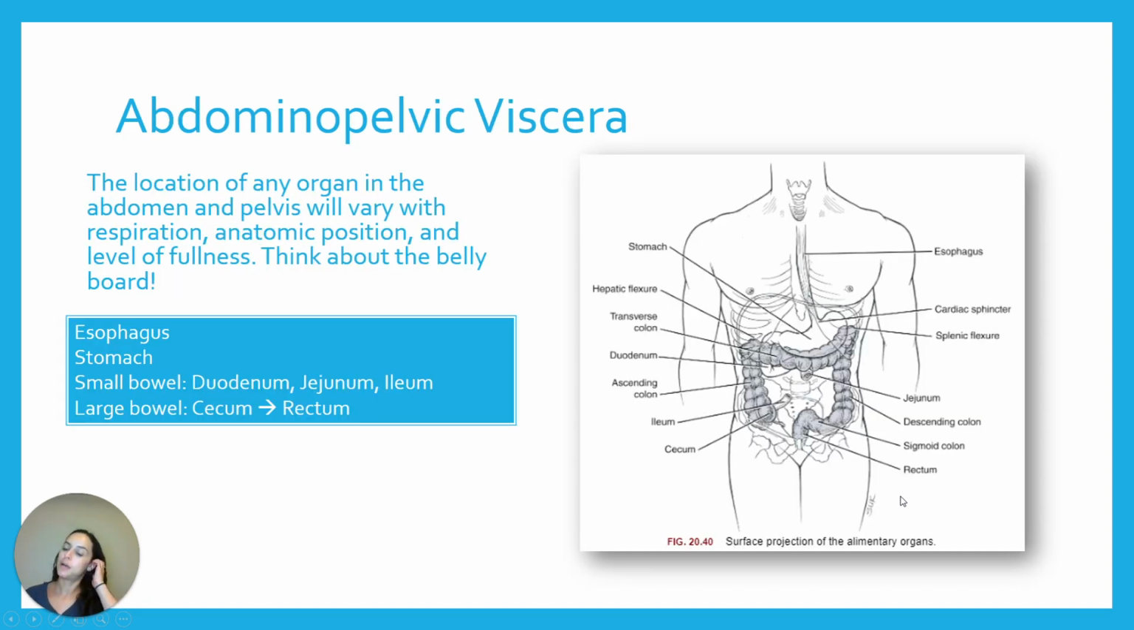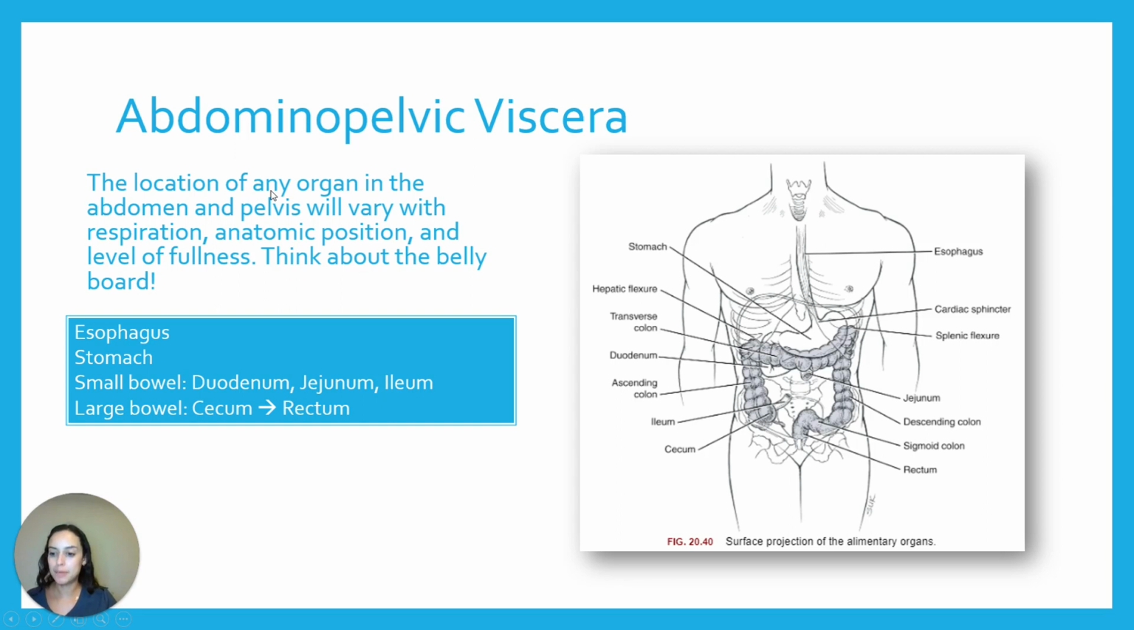All right, so your abdominal pelvic viscera. So this is the part where we get deep into what are the organs that are lying inside of your abdomen. So the location of any organ in the abdomen and the pelvis will vary with respiration, anatomic position, and the level of fitness.